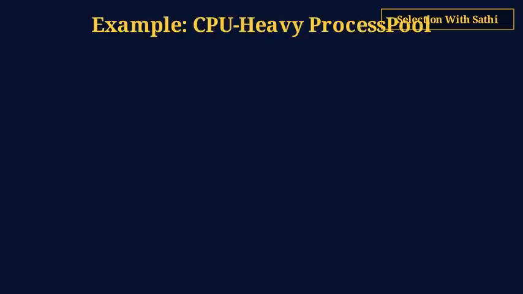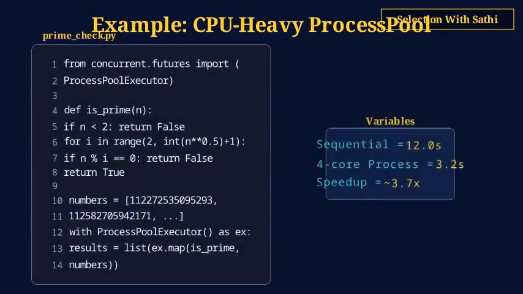For CPU-heavy work like prime checking, use ProcessPoolExecutor. The is_prime function does intensive computation. With ProcessPoolExecutor using all cores, we map it across a list of numbers. On a 4-core machine, this gives roughly 4 times speedup. Each process runs the computation with its own GIL, achieving true parallelism.